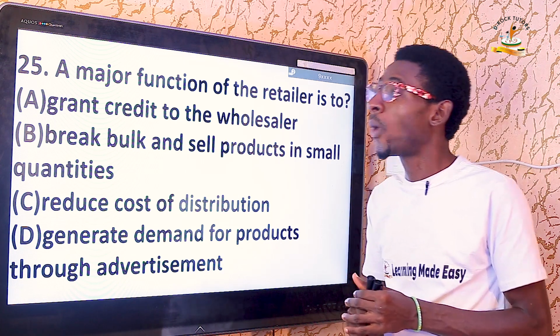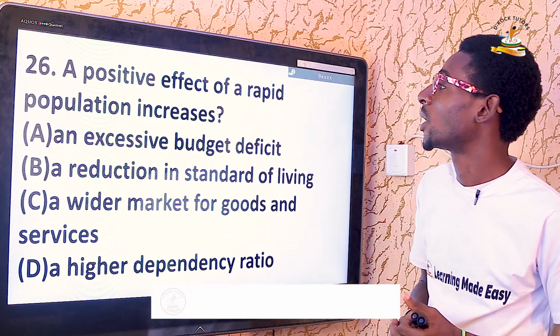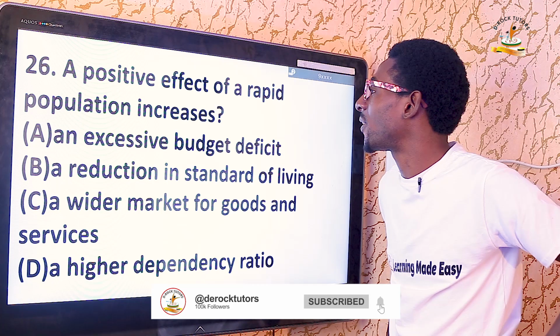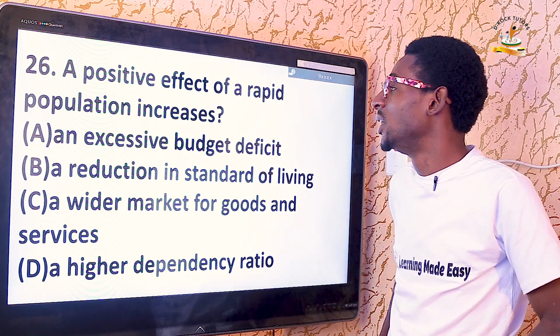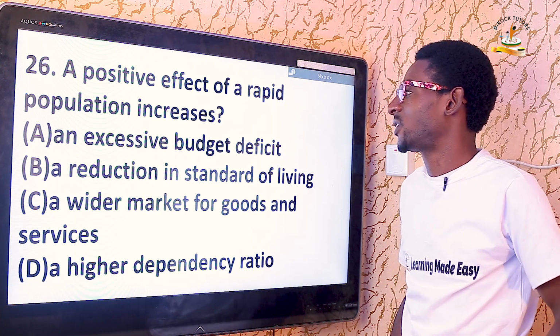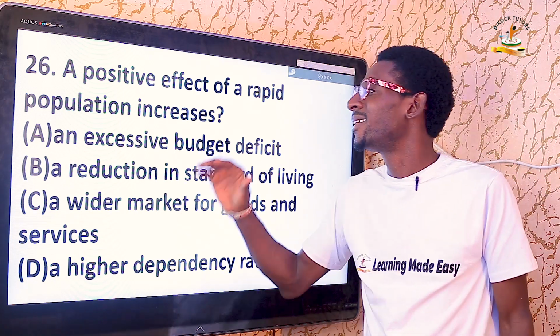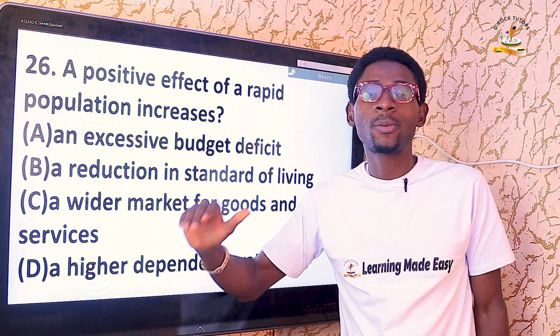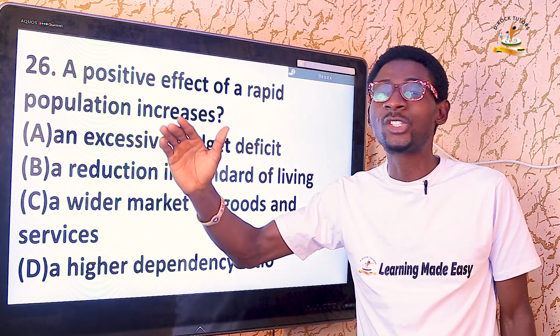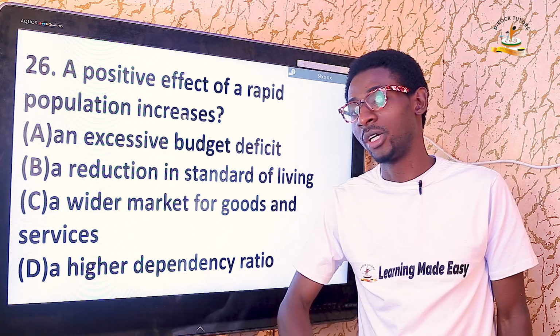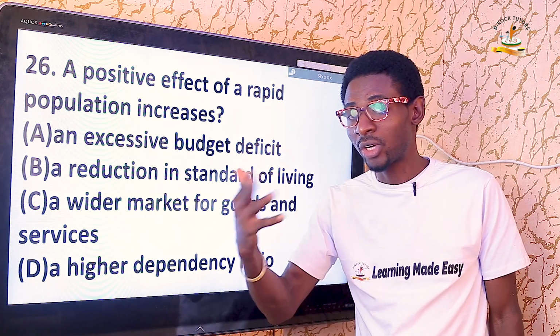So let's continue. Question 26. The positive effect of a rapid population increase is that. Now, when I'm talking about rapid population increase, that means it's a population where we have an increase in birth rate and decrease in death rate. That's condition number one, which is natural growth.